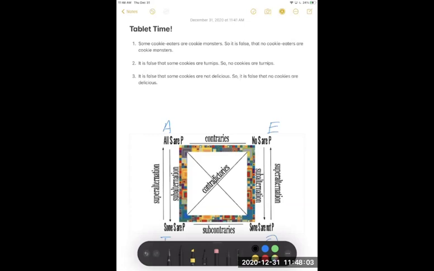Let's go ahead and do a couple of the problems together here so you can make sure you understand how to go about this. We'll just do the first three problems together.